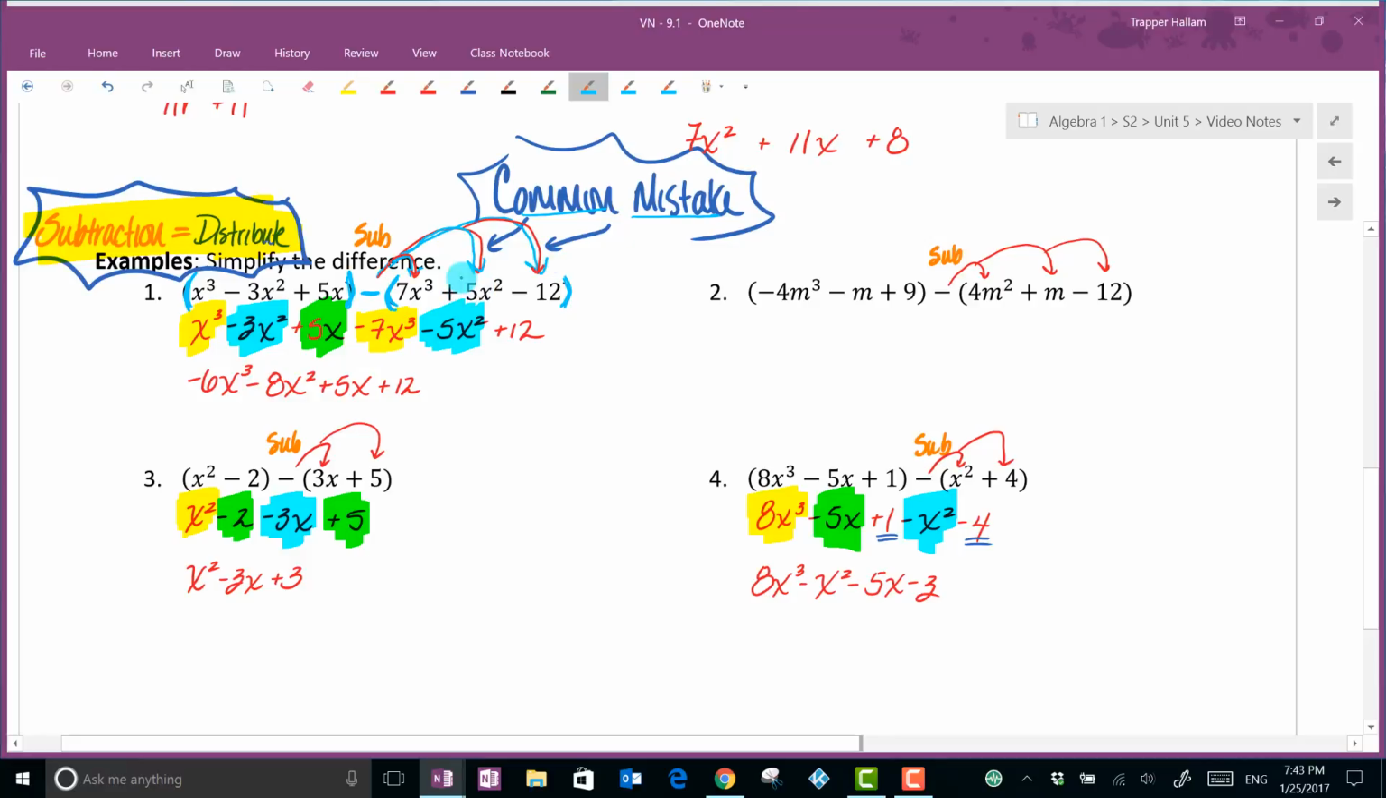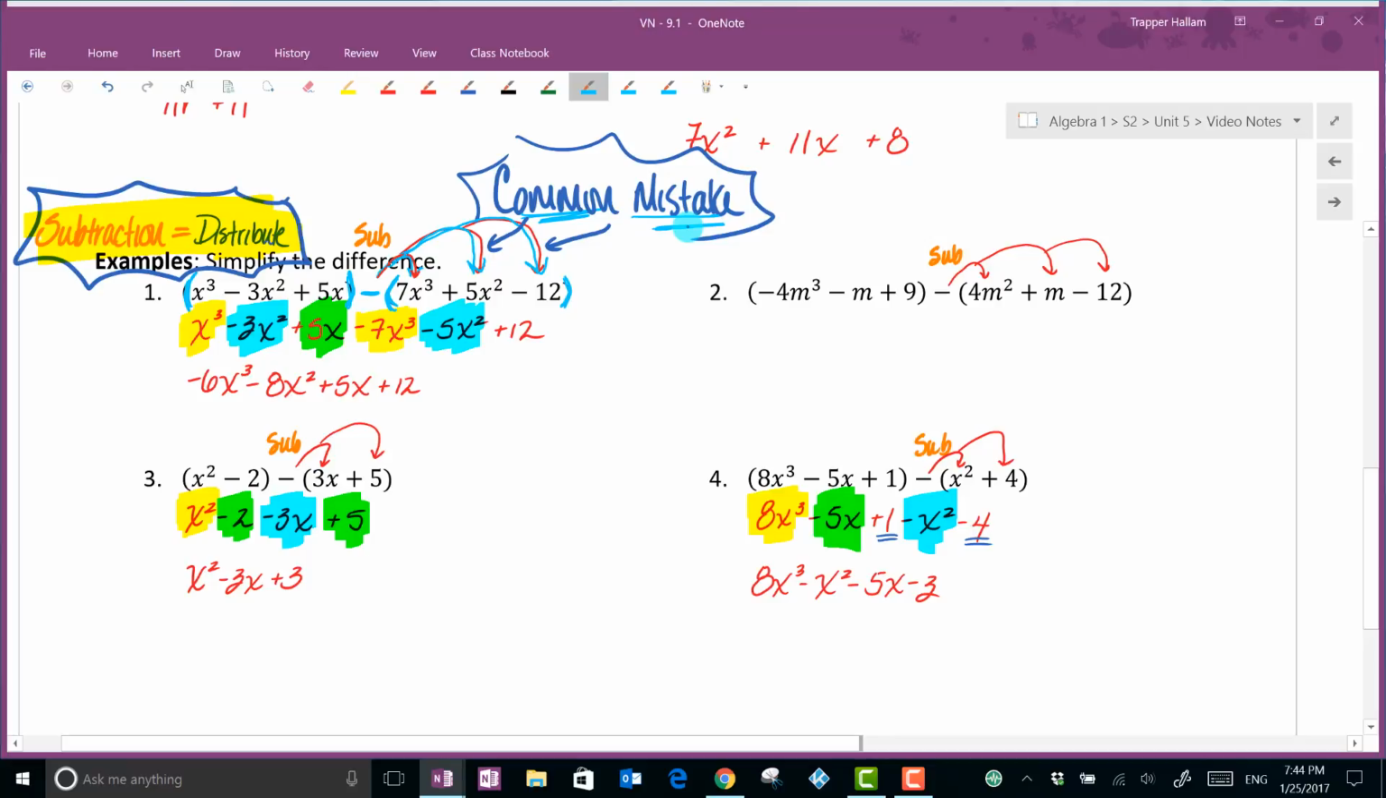So you'll notice that this 5x squared became a negative 5x squared, and this negative 12 became a positive 12, along with the 7x cubed became negative. You have to switch all of the signs in all of them. Don't forget that. Very common mistake that's continually done.